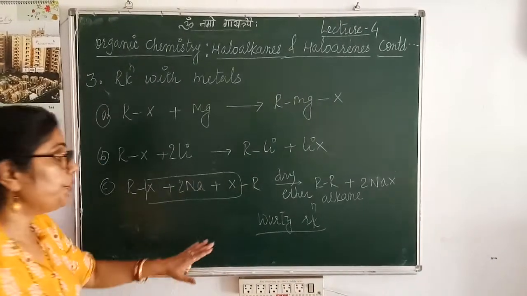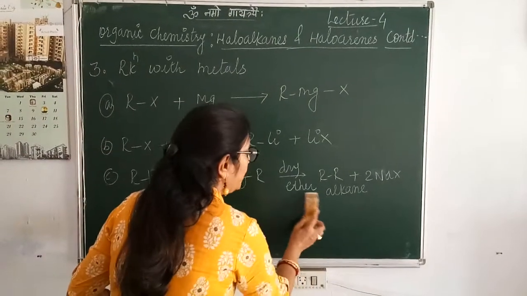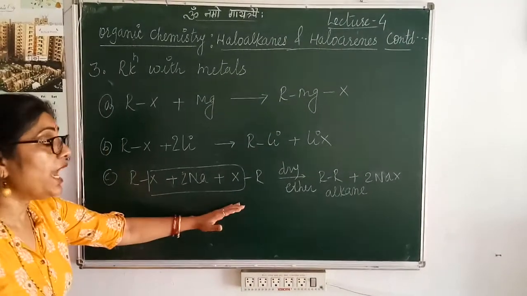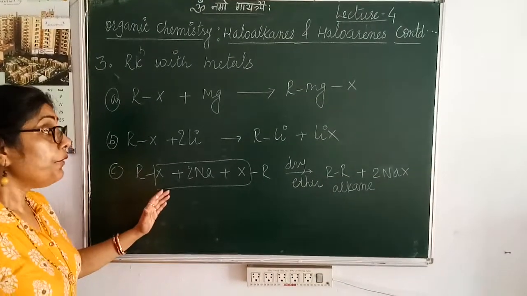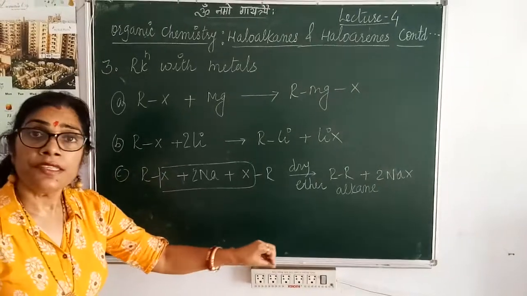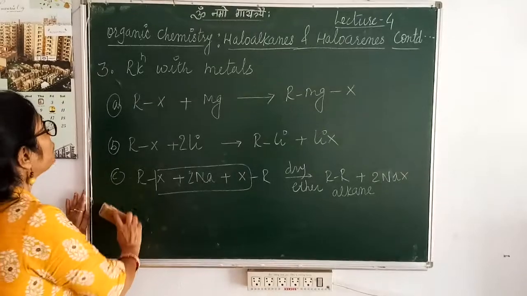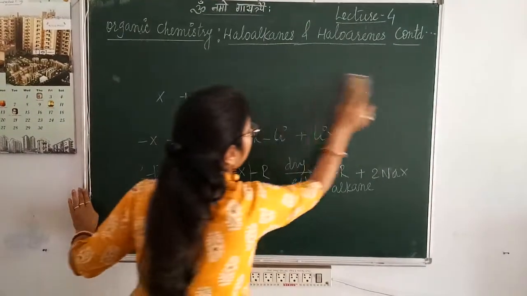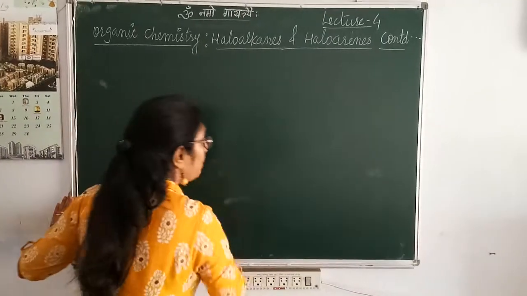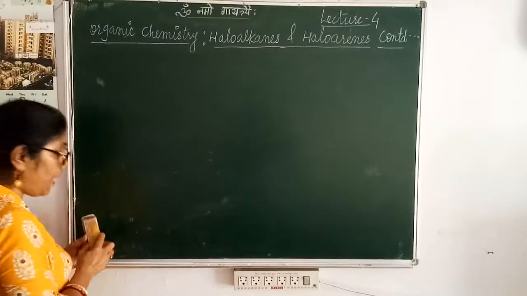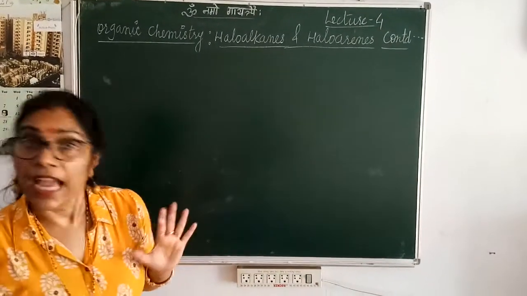In class 11 also you had studied. So when an alkyl halide reacts with sodium metal in presence of dry ether, then we get alkane. And this reaction is used for ascending the series, for preparing higher alkanes. So when alkyl halides react with metals, they form organometallic compounds. An organometallic compound is the compound in which there is a bond between carbon and metal.